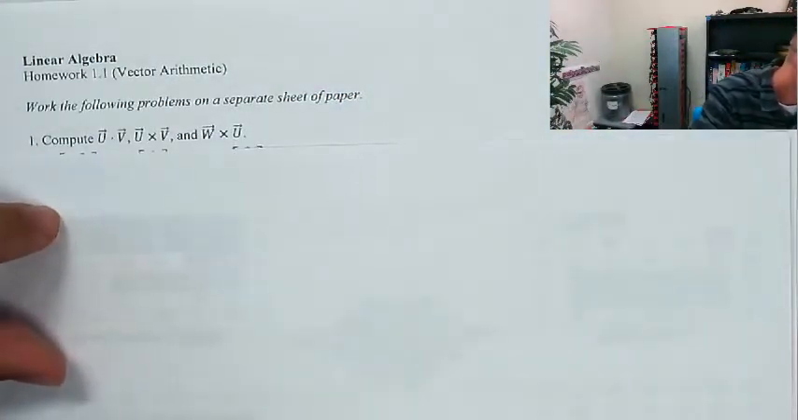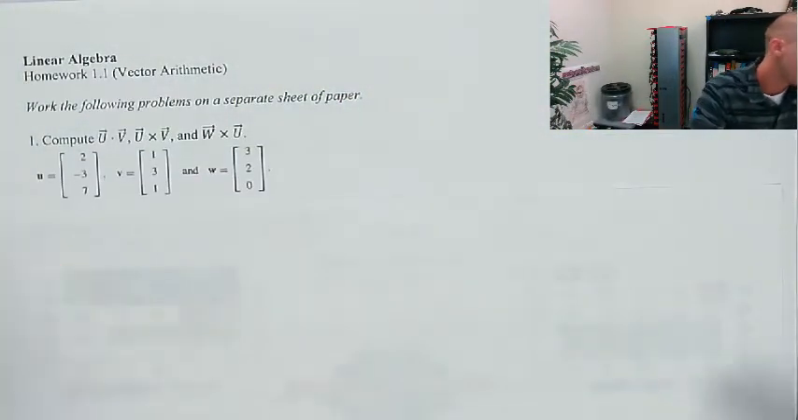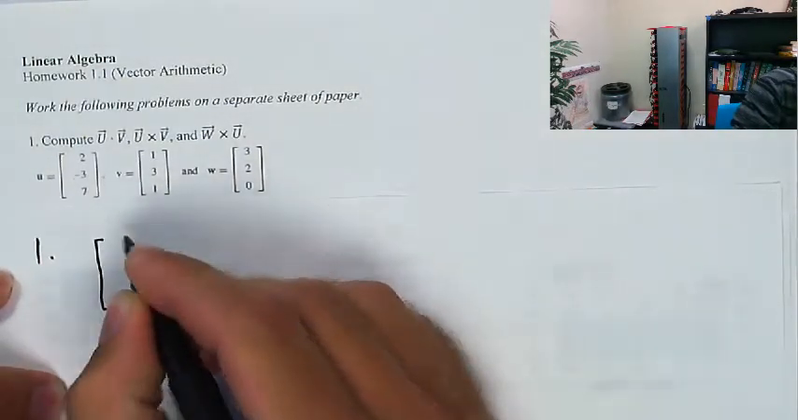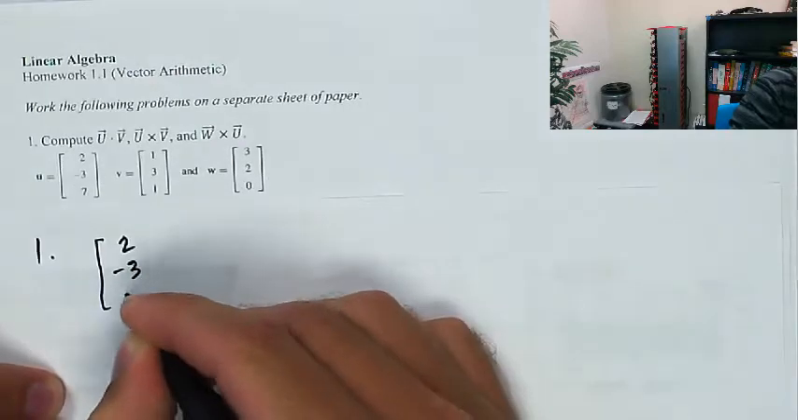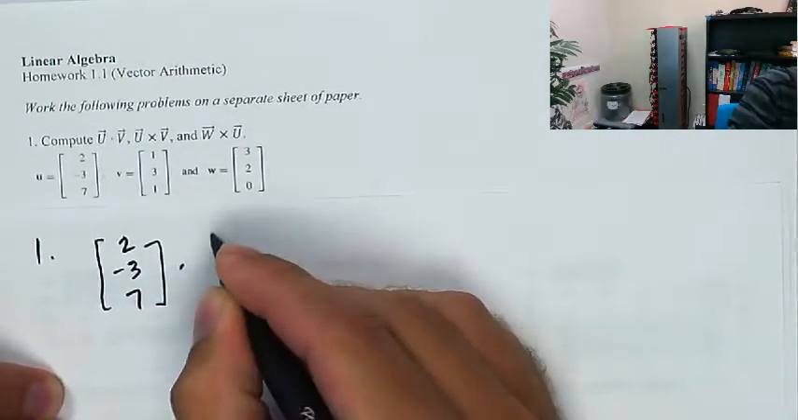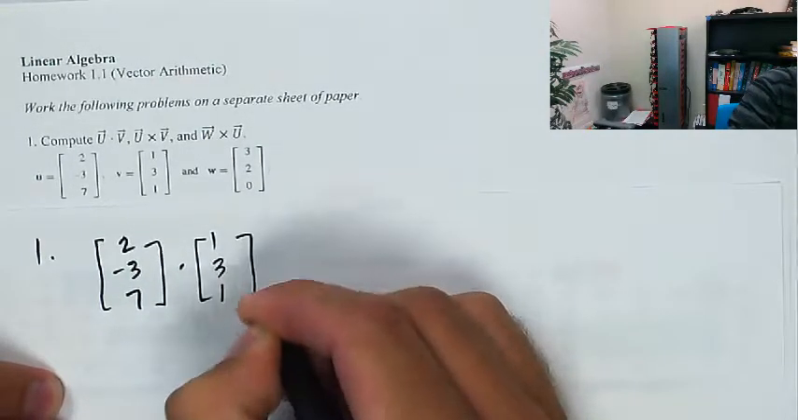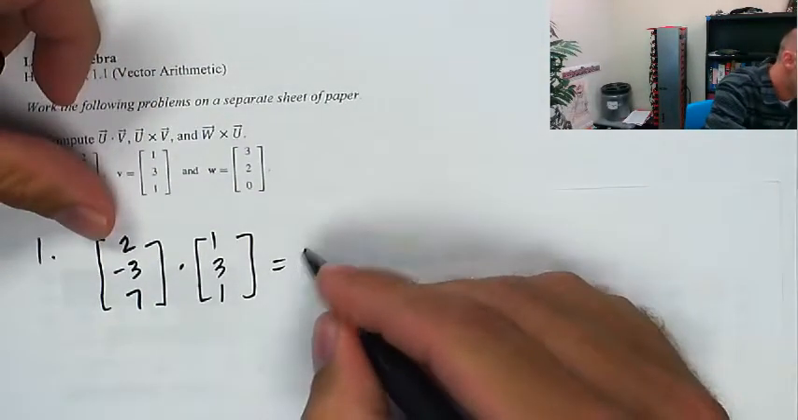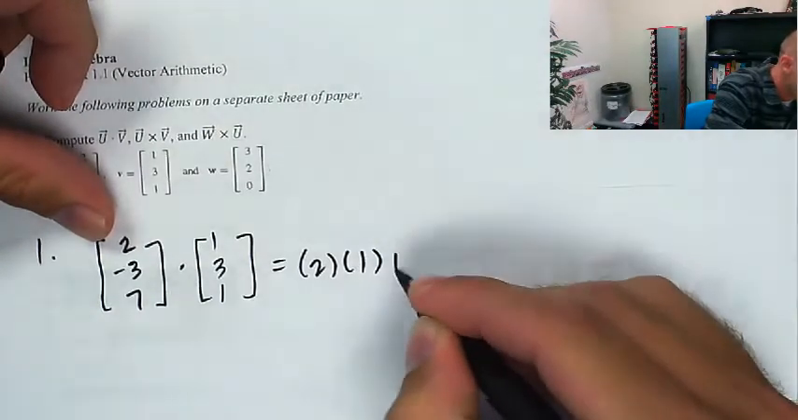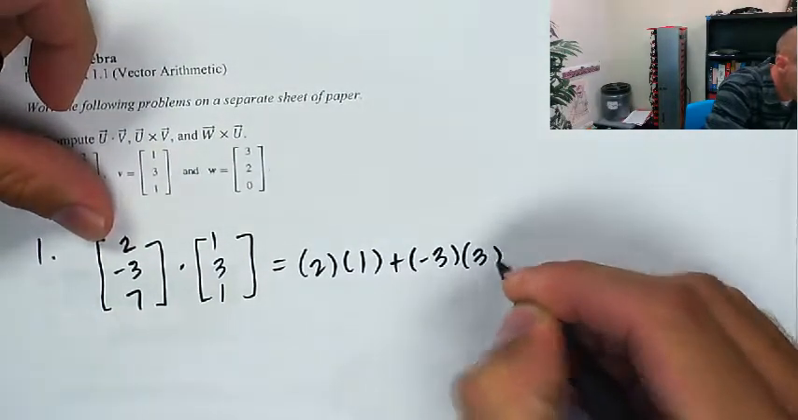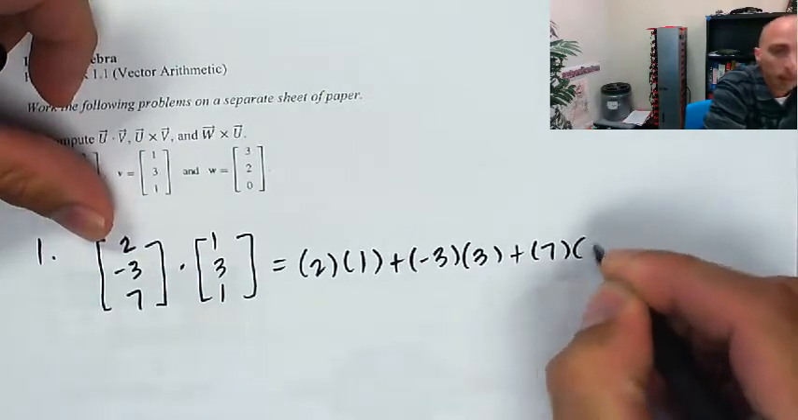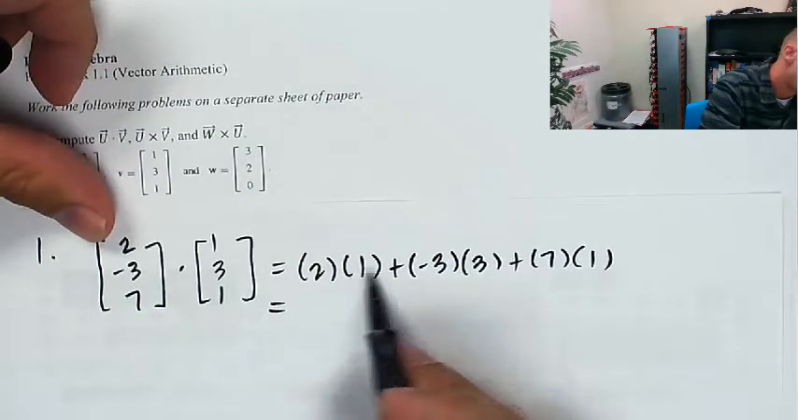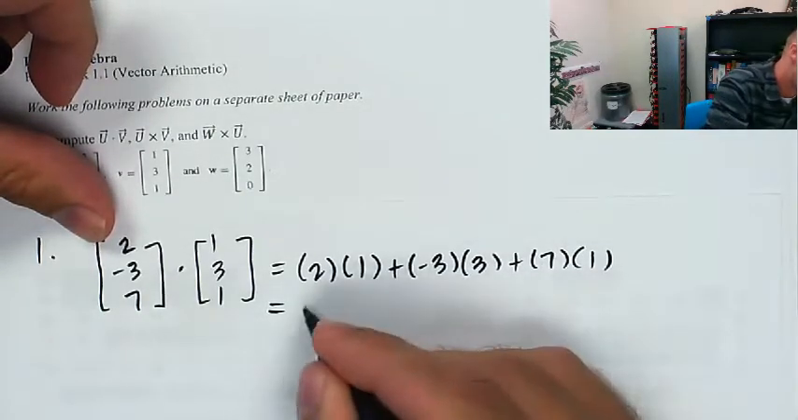Alright, so let's start with u dotted with v. That's (2, -3, 7) dotted with (1, 3, 1). We're going to just multiply corresponding entries and add them all together. So that's going to be 2 times 1 plus negative 3 times 3 plus 7 times 1. I'm going to say that's 2 and 7 is 9, minus 9 is 0.